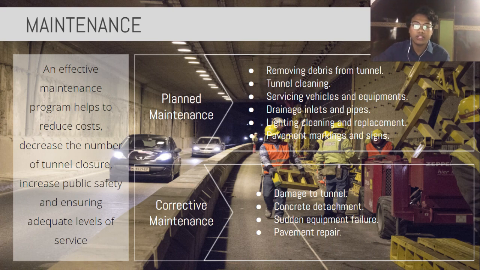And the second type of maintenance is the corrective maintenance. The first example of corrective maintenance is damage to tunnel. Tunnels can be damaged by vehicle collision, fires, explosion, flood, earthquake and many more. After one of these incidents, damage inspection should be conducted and needs to be rectified immediately.